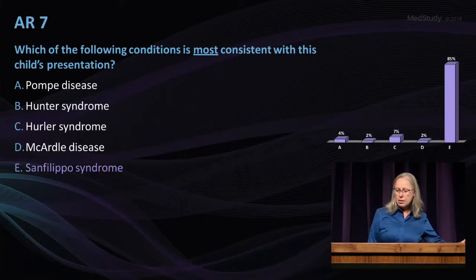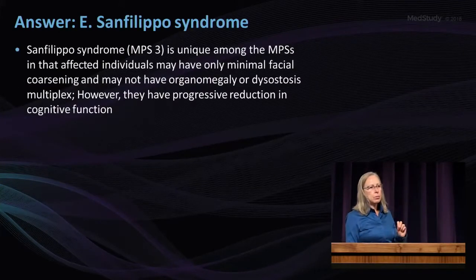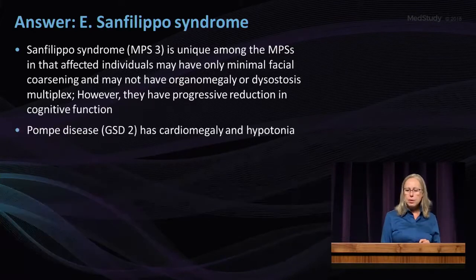So this indeed is Sanfilippo. It's unique in that you start having developmental regression. You may look a little coarse, but you don't have the big liver, and you don't have the bone findings, and there is this becoming aggressive and the behavioral problems.